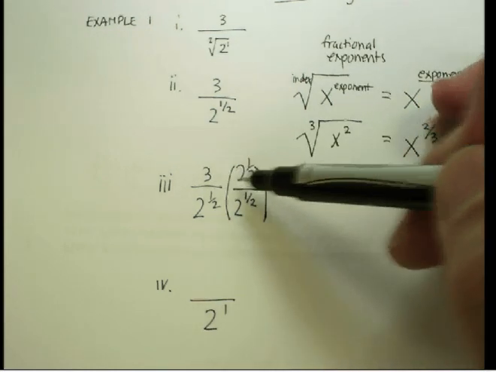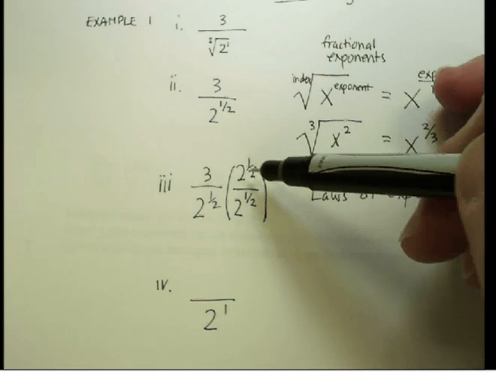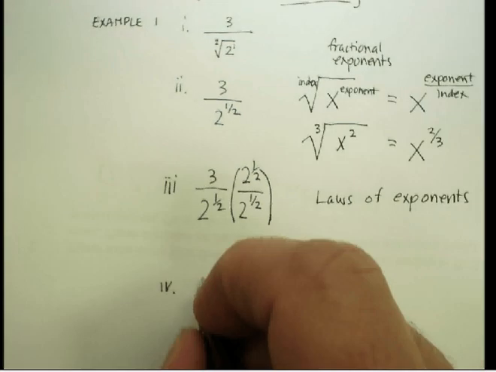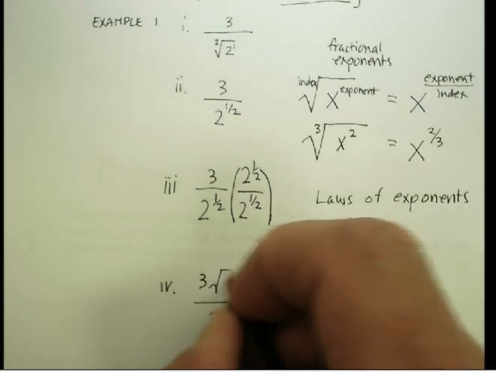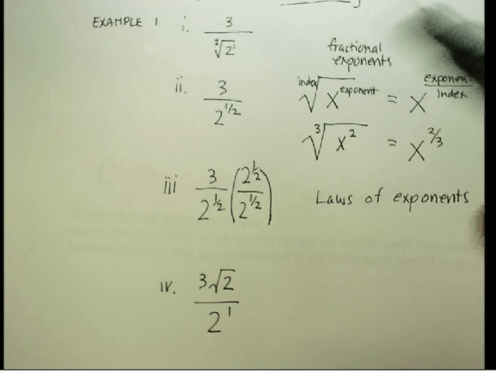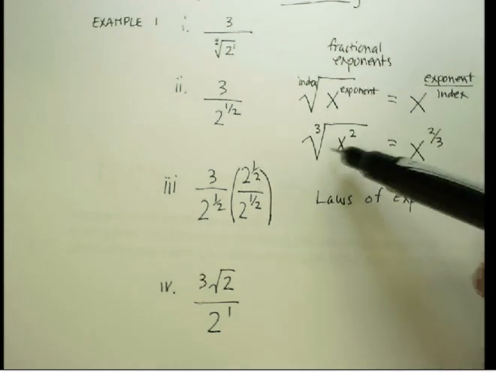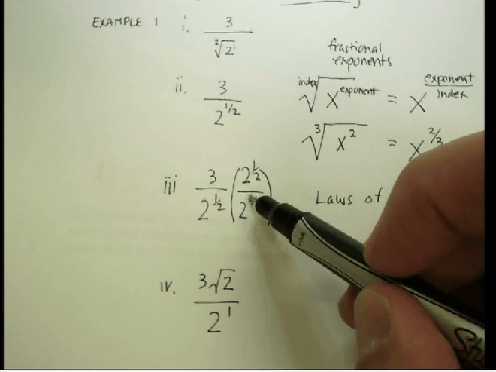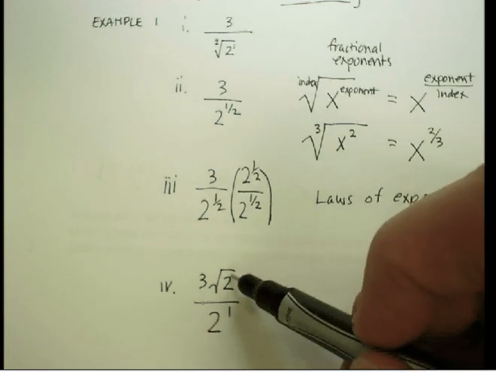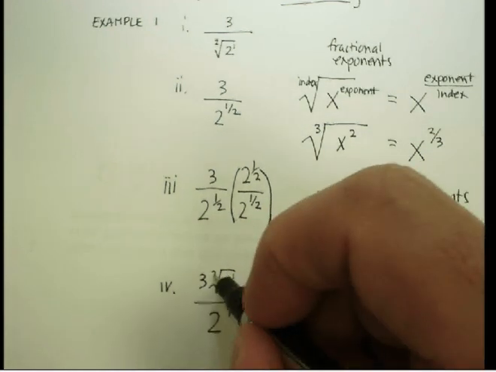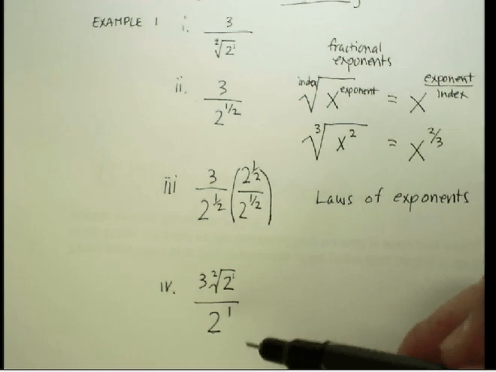And in the numerator, I've got 3 times radical 2, or 3 square root of 2. And what I do here is I just put this back under the radical, I reverse this order, and I put the exponent over the index. The exponent over the index. And there's your final answer.